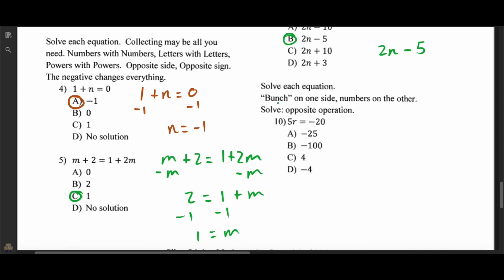Solve each equation. Variables on one side, numbers on the other. So we're going to solve using opposite operations. For this, we're just going to do the opposite of what this is telling us to do. So this is 5 times r, and 5 times r is equal to negative 20. To get rid of this 5, we want to get r by itself, right? Because that's what we're trying to figure out. We're going to divide by 5 on both sides.